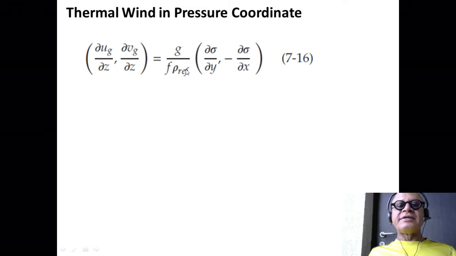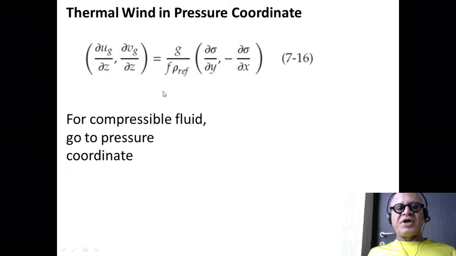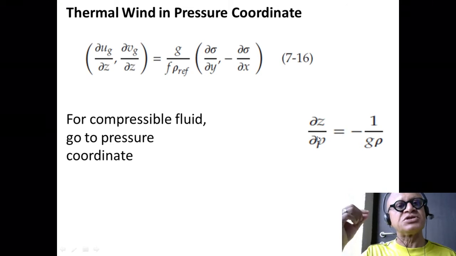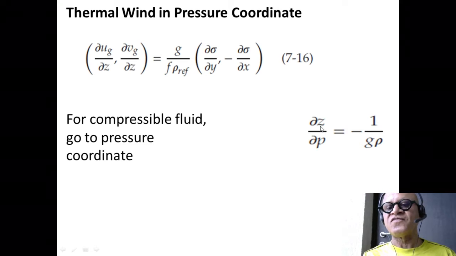So we had written density as rho ref plus sigma, where sigma was the temperature dependent function. So dug dz, dvg dz in that case, where g over rho ref times d sigma dy or minus d sigma dx, depending on x or y directions. For compressible fluid, we want to go to the pressure coordinate, and we do it exactly the way we have done it all along, by going to our hydrostatic balance, which is a convenient vertical balance.